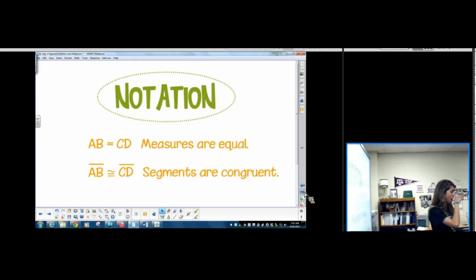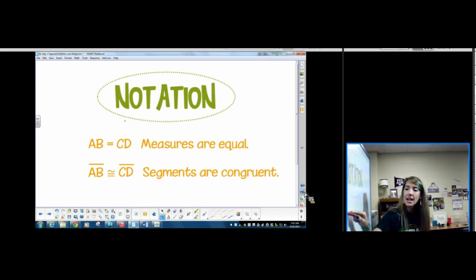Just a reminder about notation. Notation is just how we write things in math. When you use an equal sign, you shouldn't have segments over your capital letters. They should be kind of empty. I don't want to say the word naked. They're not naked. But there should be no segment above these when you're using an equal sign.